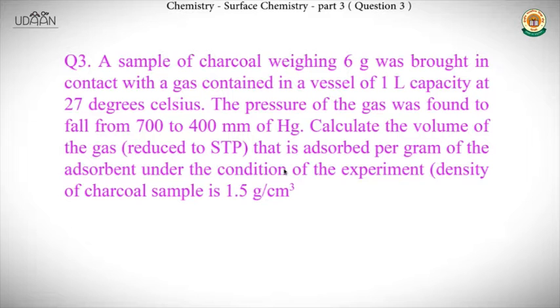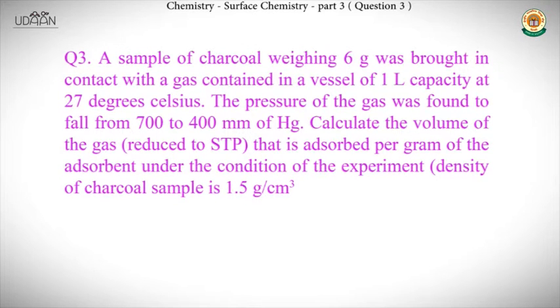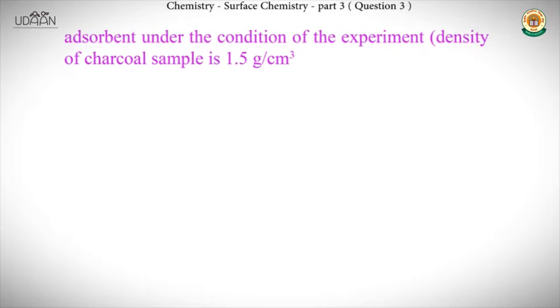It is also given that the density of the charcoal sample is 1.5 grams per ml. Right. So let's see how we solve this question. First we'll use Boyle's law. We know that pressure is inversely proportional to volume at constant temperature, right? So we know that adsorption is taking place, so I can use P1 V1 equals P2 V2 because I know the initial and the final pressures.